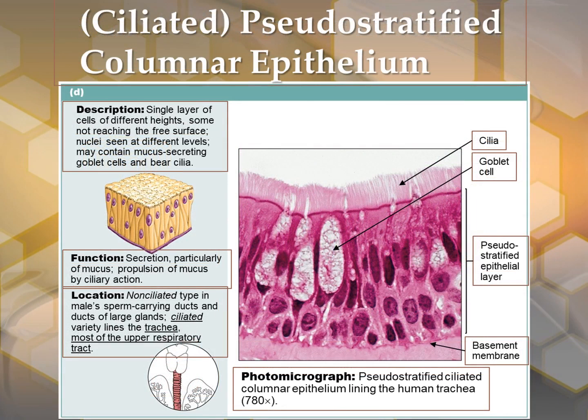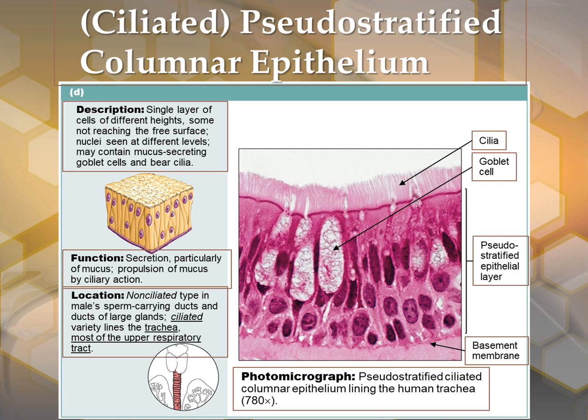So here's one of my favorite and kind of more confusing epithelium because it's called pseudostratified columnar epithelium. And usually it's ciliated, which is why we call it ciliated pseudostratified columnar epithelium. And I definitely want you guys to know this epithelium. So why is it pseudostratified? Well, that means it's like a false stratified.